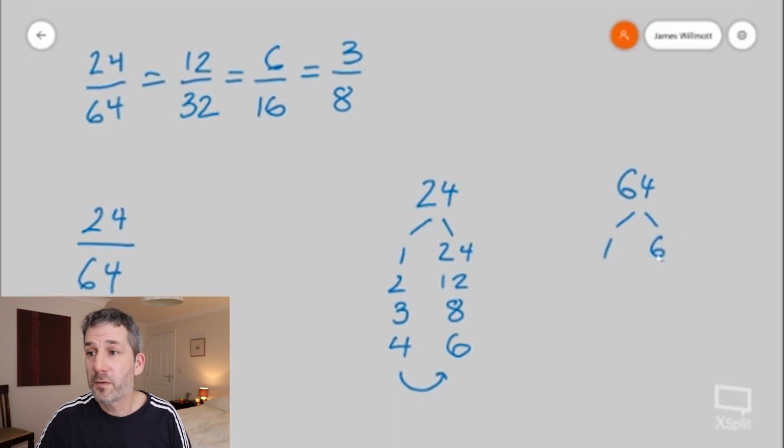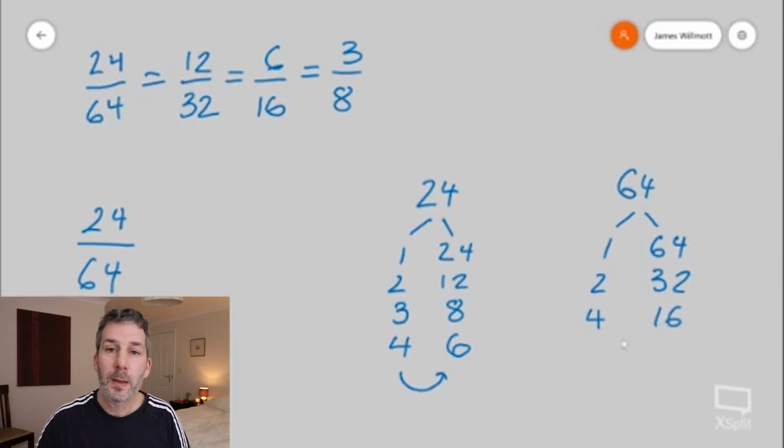We can do 1 times 64. Can I do 2 times something? Yes, I can. 2 times 32. And it's in the 4 times table as well. It's 4 times 16. Makes 64. Can I do 5 times something? Nope, it's not in the 5 times table.